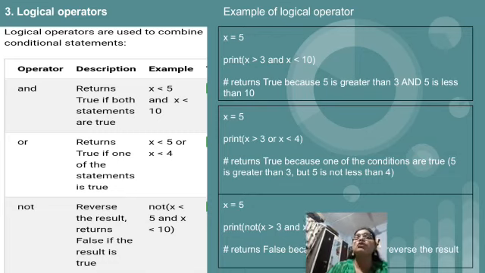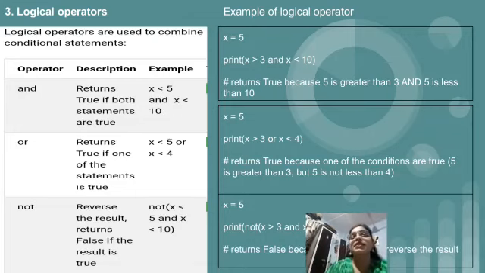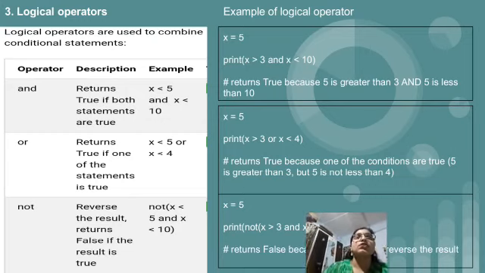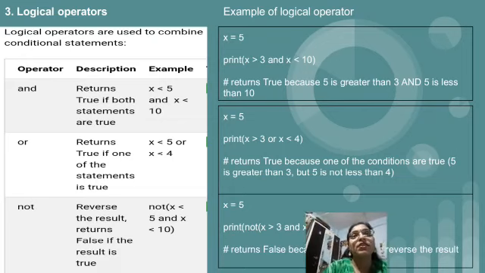The next operator is logical OR. Logical OR means whatever conditions you have written which are separated by OR, if any one of them is true, you will still get the result as true. And not means whenever you want a specific condition to not be true, then you can simply put not before that particular condition.